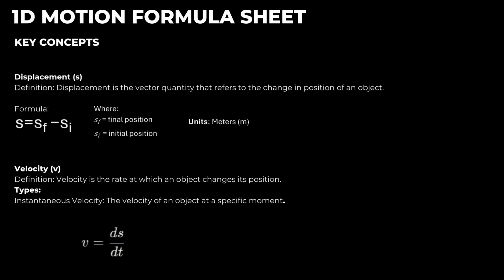The definition is, velocity is the rate at which an object changes its position. We denote it by v. Velocity has two types. Instantaneous velocity refers to the velocity of an object at a specific moment in time. It's the speed and direction of the object at that exact point.